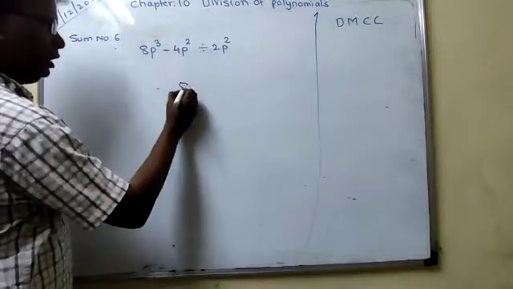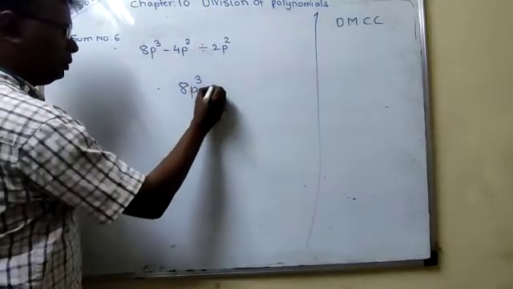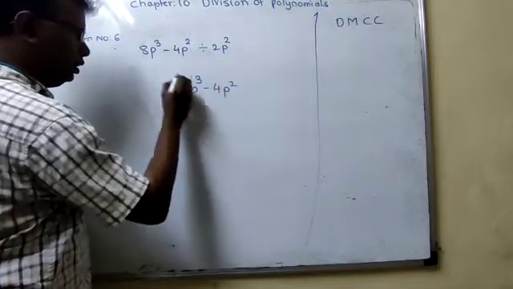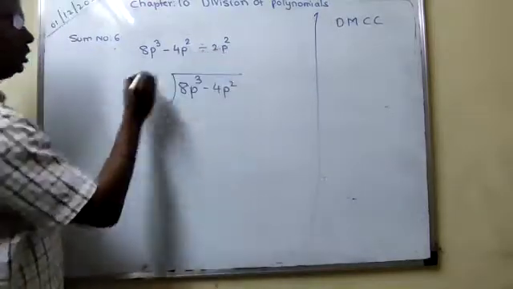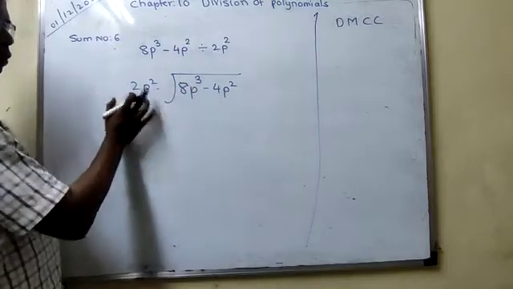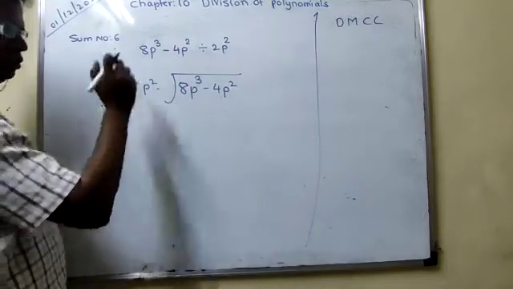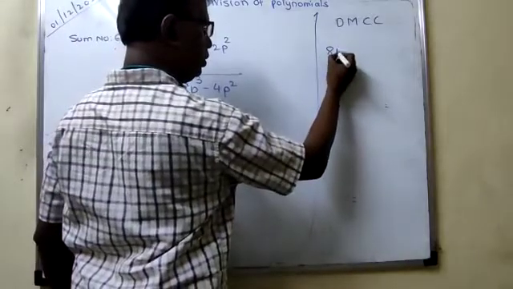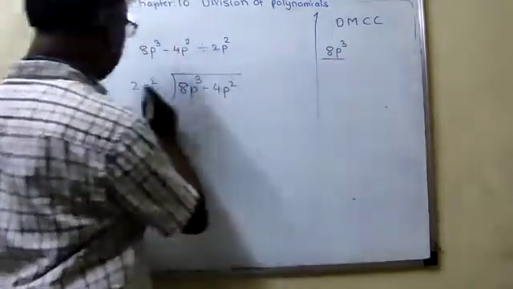So once again, this is your dividend. I'm writing the dividend here: 8p cube minus 4p square, divided by 2p square. This is called the dividend and this is called the divisor. What is the first thing? First term divided by first term. That is 8p cube divided by 2p square.